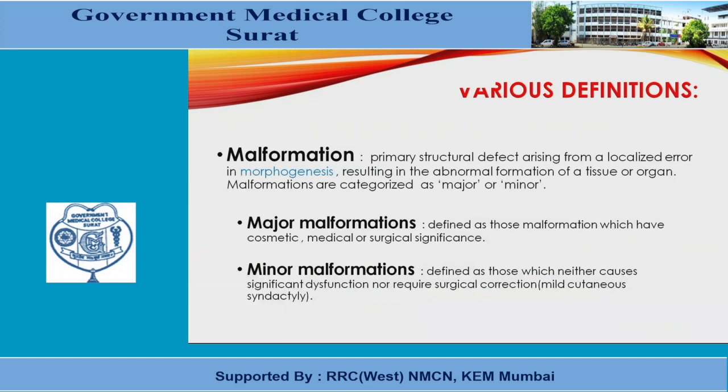What is malformation? Malformation is basically a primary structural defect which arises from a localized error in morphogenesis, during the development of the baby. During morphogenesis there is a primary structural defect which results in abnormal function of a tissue or organ. These are basically characterized into two parts: major malformations and minor malformations. Major malformations are those which have a cosmetic, medical or surgical significance and require treatment, and minor malformations are those which neither cause significant dysfunction nor require surgical correction, like mild cutaneous syndactyly.